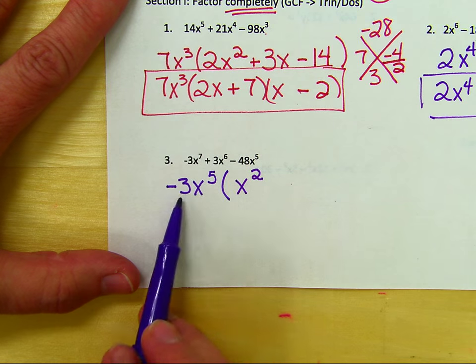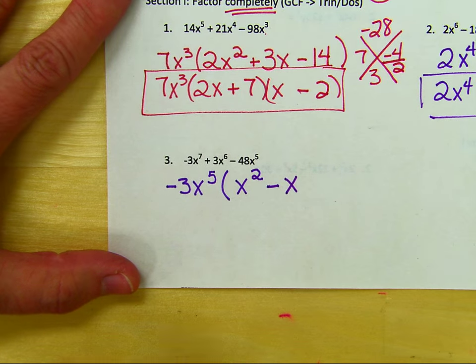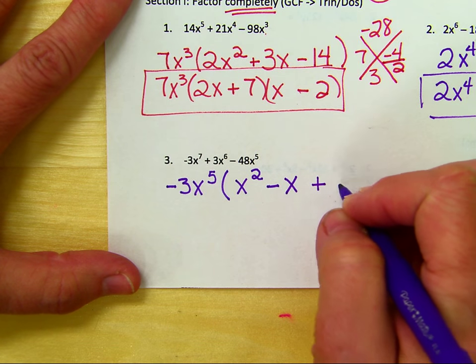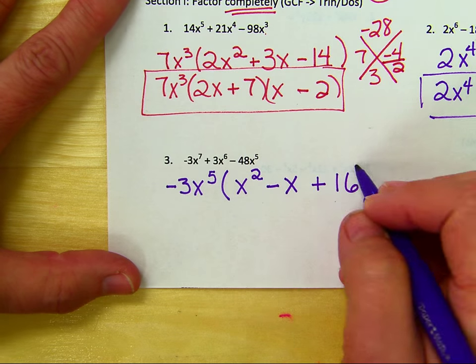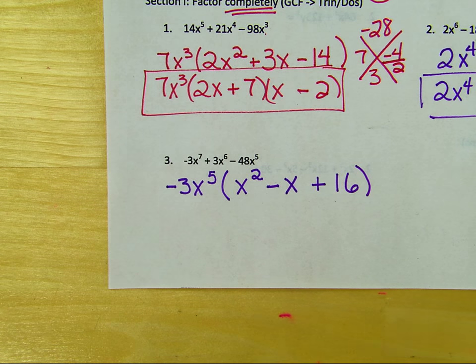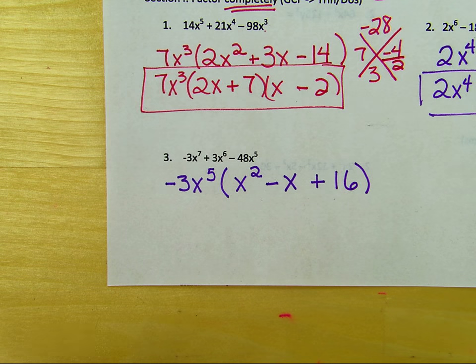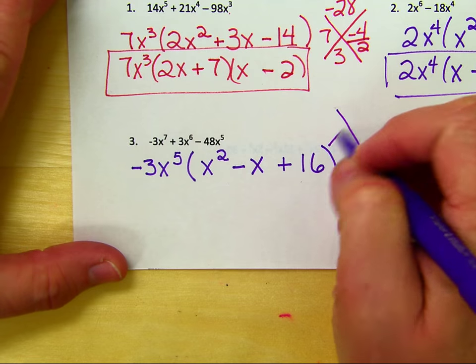Here, when we divide, we're going to have negative x. Negative 48 divided by negative 3 is positive 16. And the x to the 5ths cancel out. Okay, now I look inside. No common factors, not a difference of squares, so I'm just going to do my basic factoring.